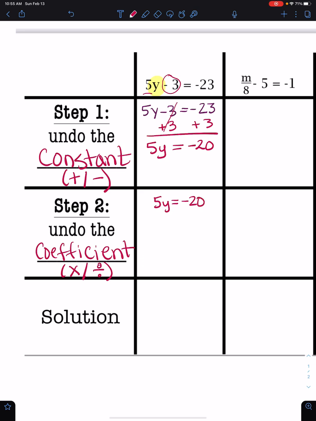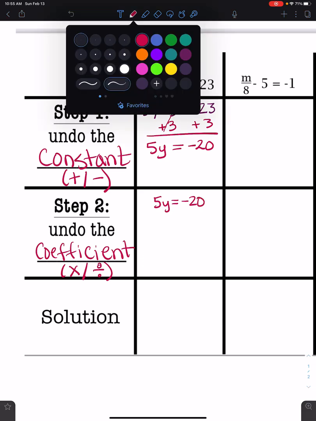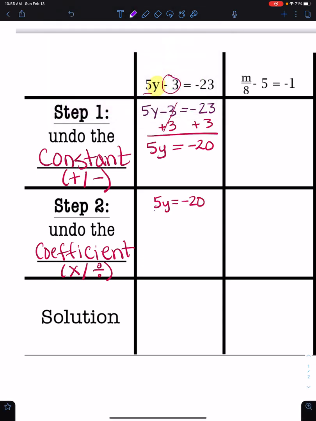The next step is to undo the coefficient. The coefficient is the number that's being multiplied by y, so the opposite of multiplying by 5 would be to divide by 5. And negative 20 divided by 5 is negative 4.